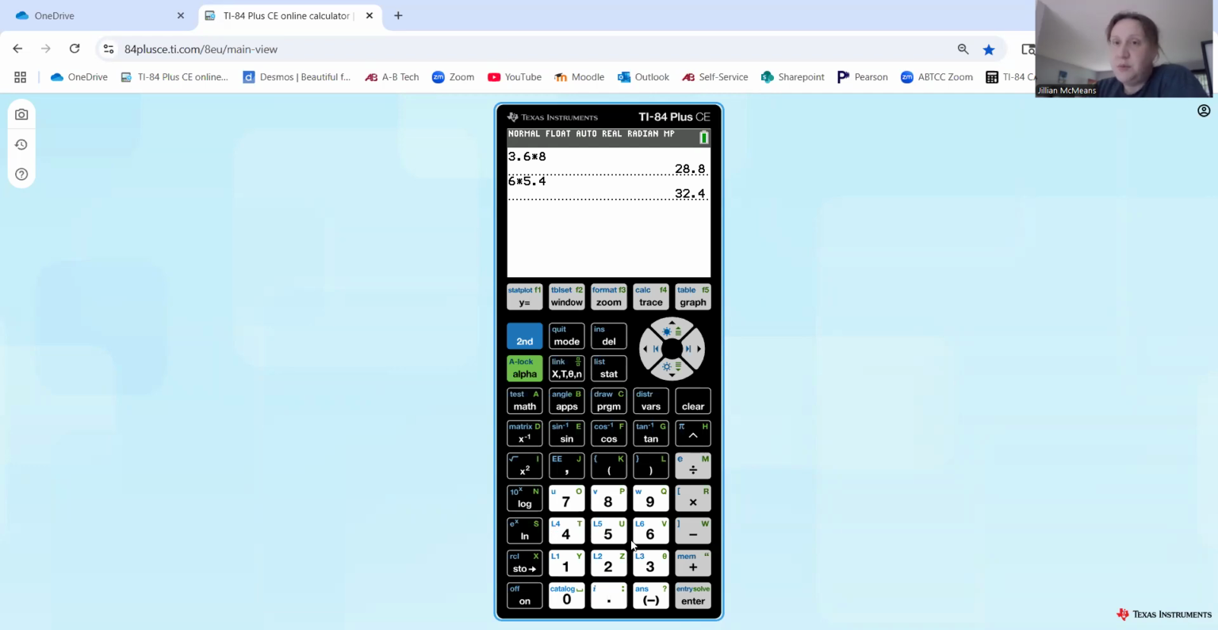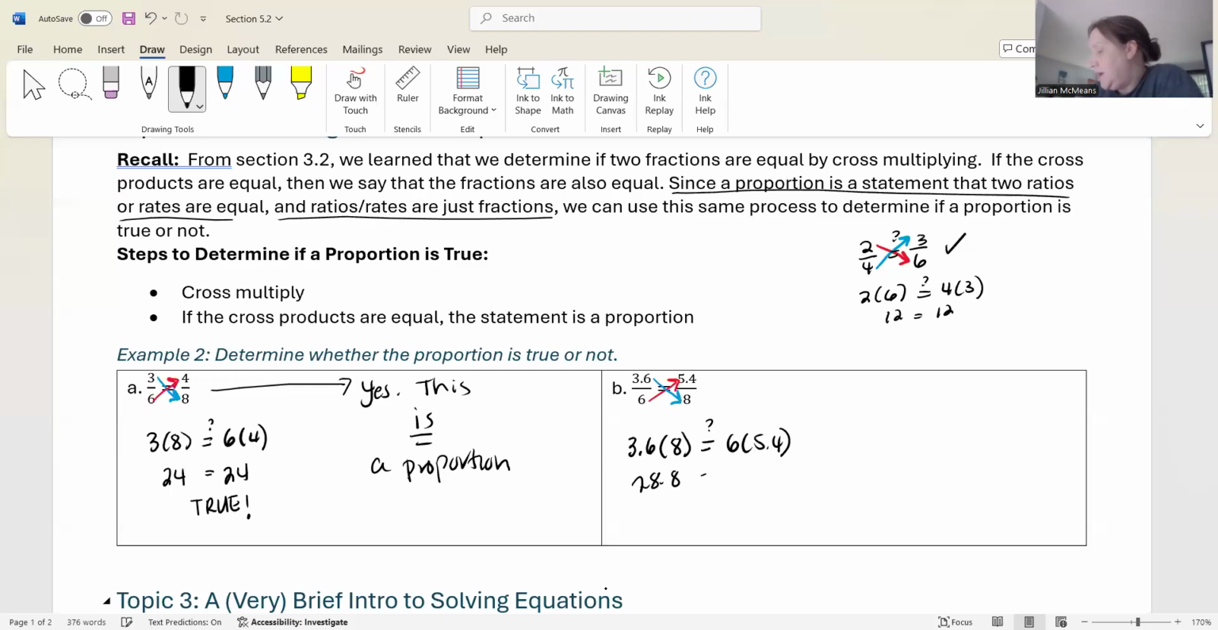So 6 times 5.4 is not equal to 3.6 times 8, which tells me those two fractions were not equal, which means this was not a proportion. We had 28.8 and 32.4. Either way, this is not true. So this is a false statement. So we would say no, this is not a proportion.